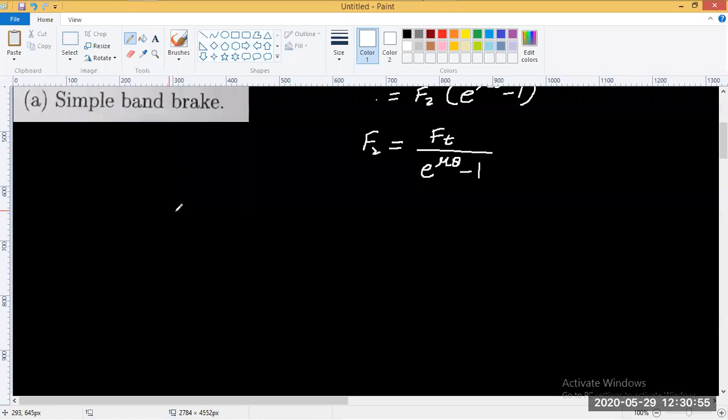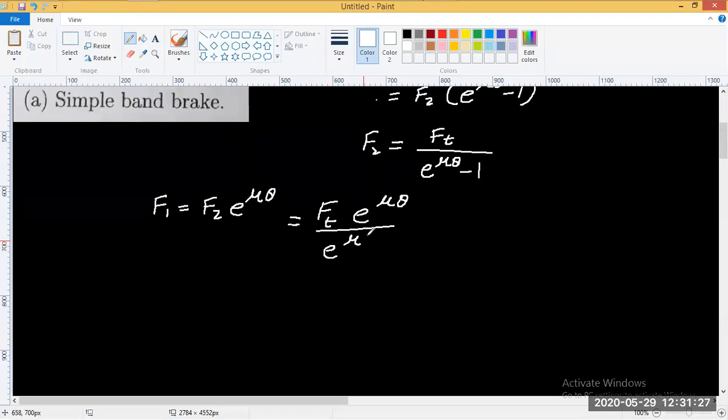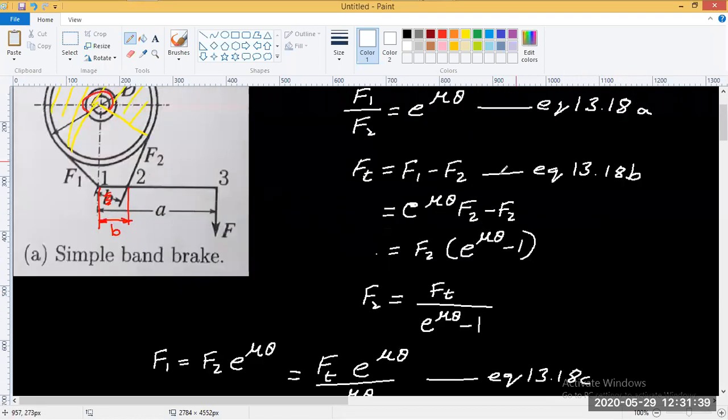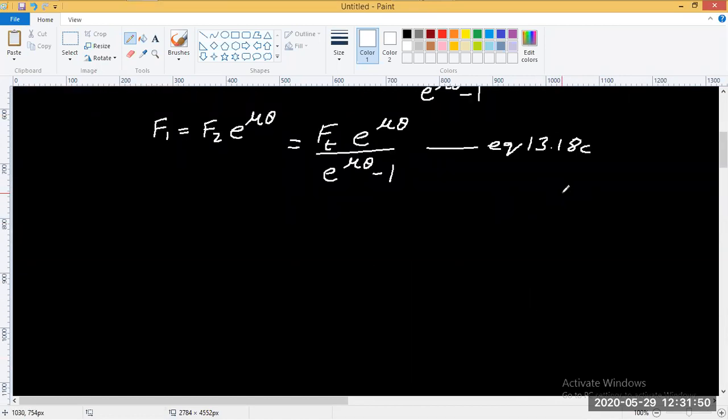So continuing from the first equation which we have written, F1 is F2 e power mu theta. This we can modify. Let's just plug this F2 here. So F1 will be equal to Ft, instead of F2, we are writing this, e power mu theta over e power mu theta minus 1. This is also given in equation 13.18c. You can just write in a sequential manner 13.18a, 13.18b, and 13.18c, you have a continuity in equation. So just by looking at the data handbook, you can write these equations.